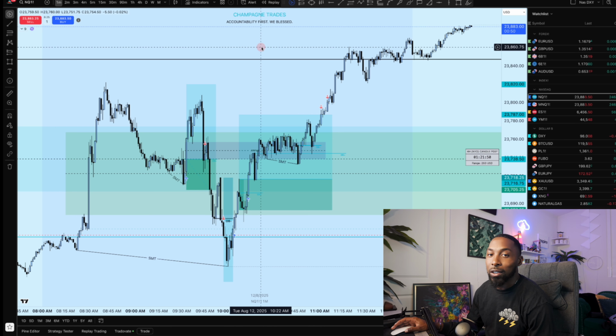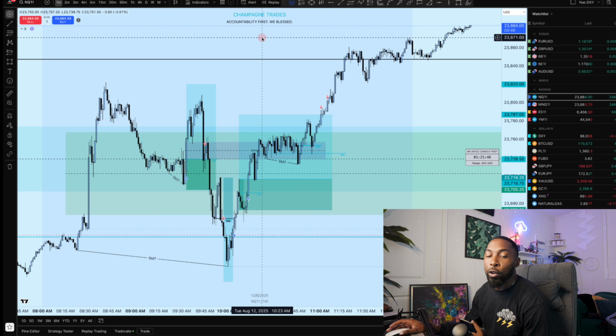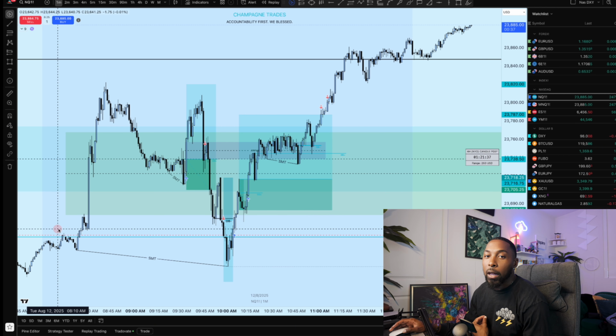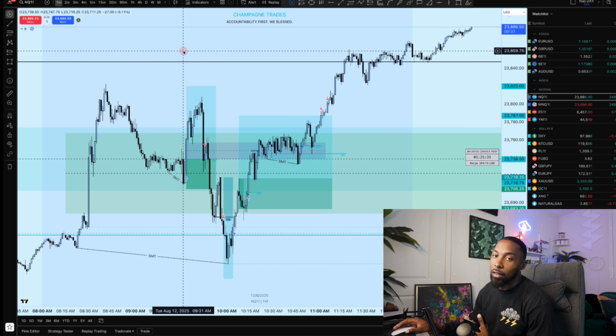And I call this model the Champagne model because it's my personal model that I've developed over years of trading retail concepts, ICT concepts, and it's the highest probability models that have worked out for me in my career combined together. So let's go to the higher time frame so you guys can see exactly what I mean.